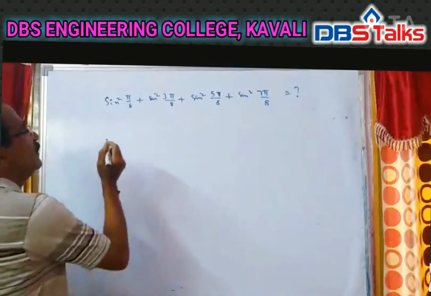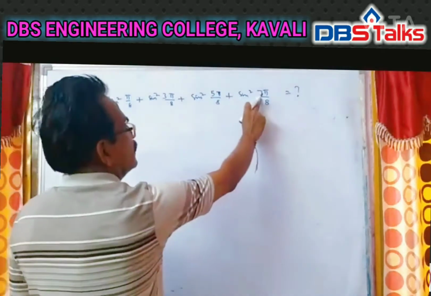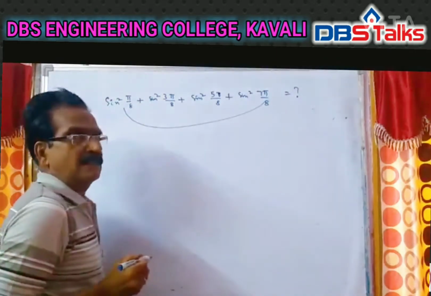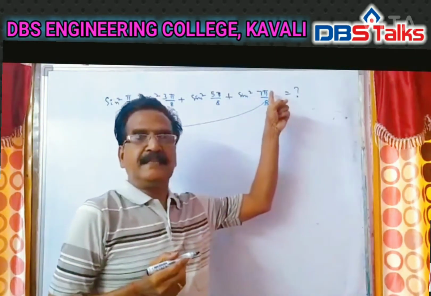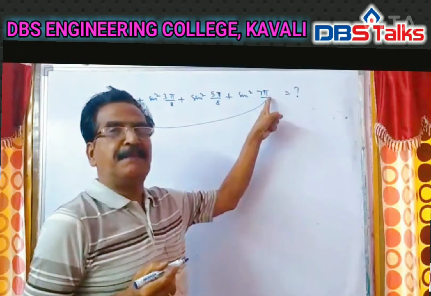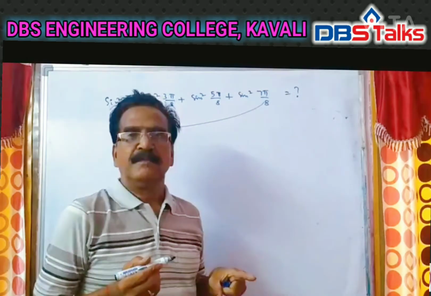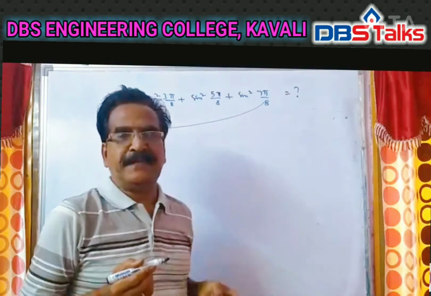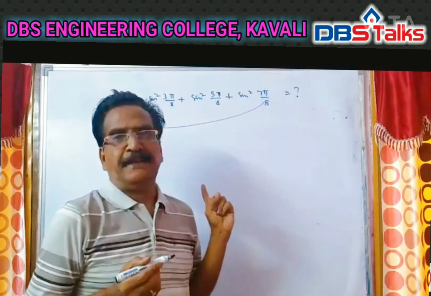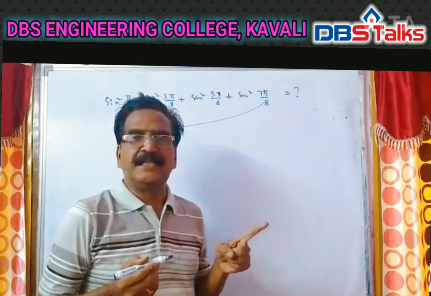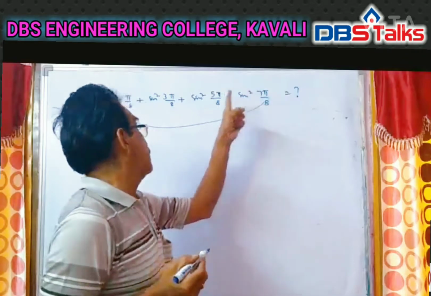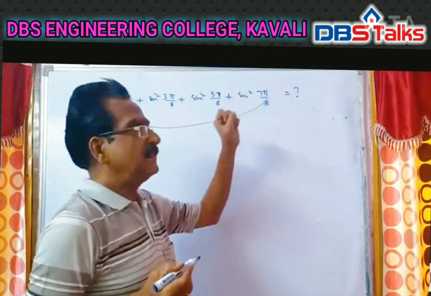Simple thing friends. Sine square 7 pi by 8. Sine 7 pi by 8 can be written as pi minus pi by 8. Pi minus pi by 8 means sine pi by 8. Sine 180 minus theta is sine theta. So, this is sine square pi by 8.